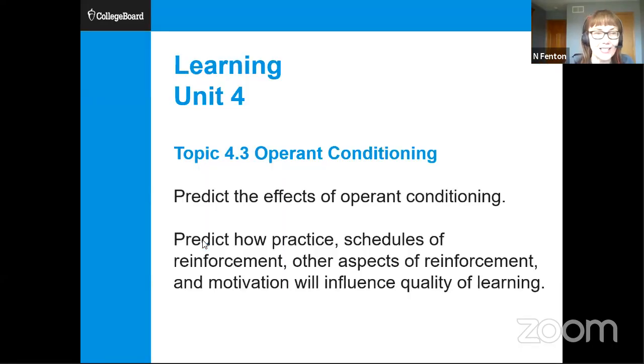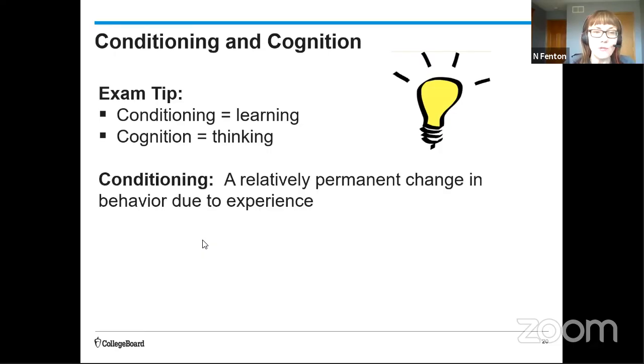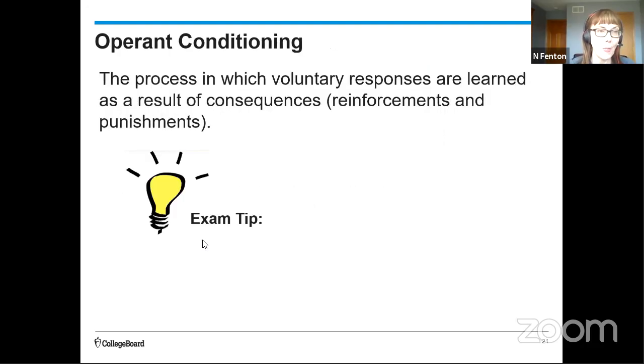Okay, let's get started. Let's talk about operant conditioning. Yesterday we talked about classical, now we're going to talk about operant. So again, quick reminder, anytime you see conditioning, it just means learning. And anytime you see cognition, it means thinking. And conditioning, again, is a relatively permanent change in behavior due to experience. Operant conditioning is a process in which voluntary responses are learned as a result of their consequences. And consequences in this case are going to be reinforcements and punishments.